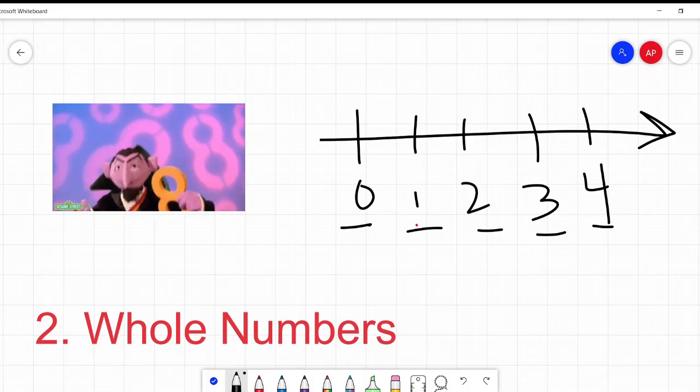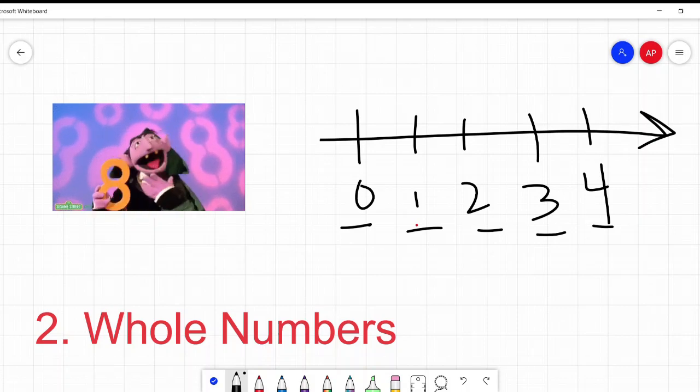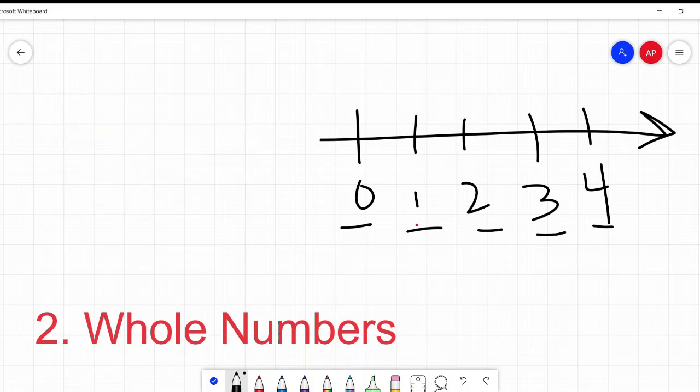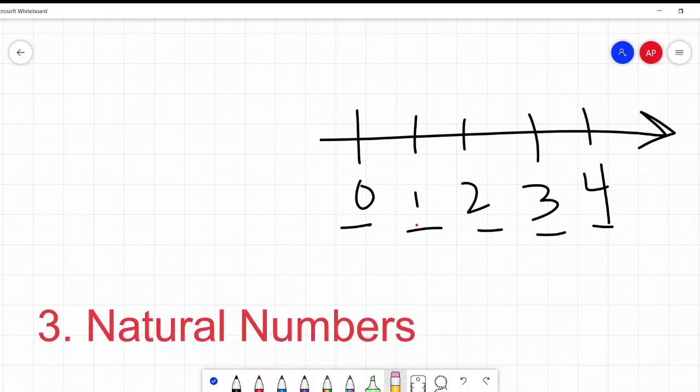How old are you? I'm 2. So you learn these numbers. They're the first numbers we learn. No negatives, no fractions, no decimals, none of that. 0, 1, 2, 3, the counting numbers, as it were. Those are whole numbers. And then finally, we have natural numbers.